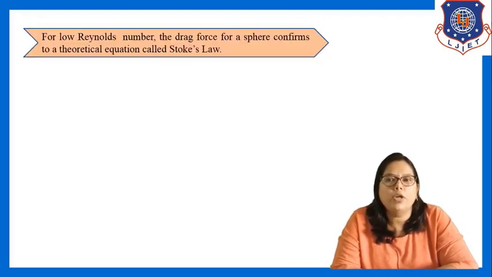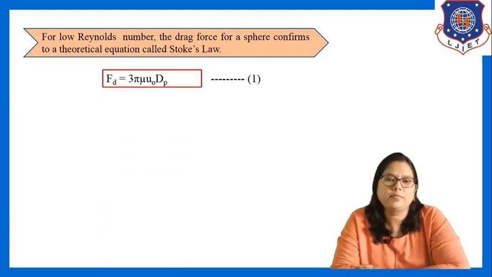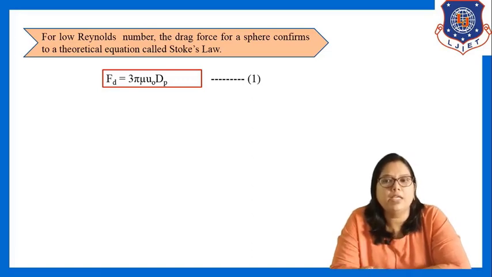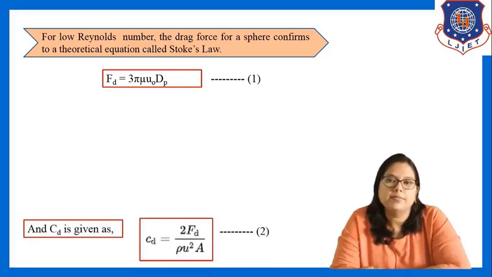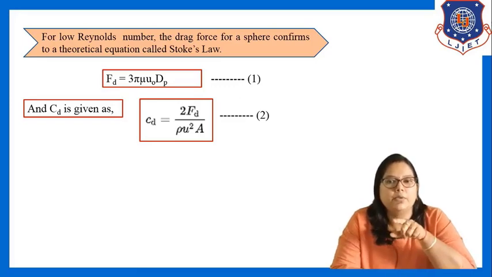Now for low Reynolds number, the drag force for a sphere conforms to a theoretical equation called Stokes law. For a sphere we can use Stokes law for low Reynolds number. Now what is Stokes law? Fd is equal to 3 pi mu u0 dp, and CD is given by this equation. We have already seen that equation. CD is equal to 2Fd upon rho u square A, and Fd from Stokes equation is 3 pi mu u0 dp.